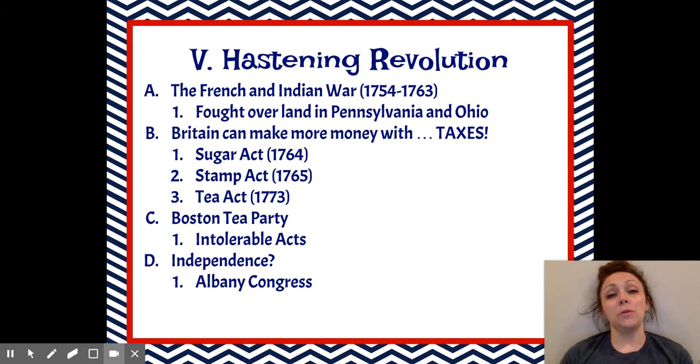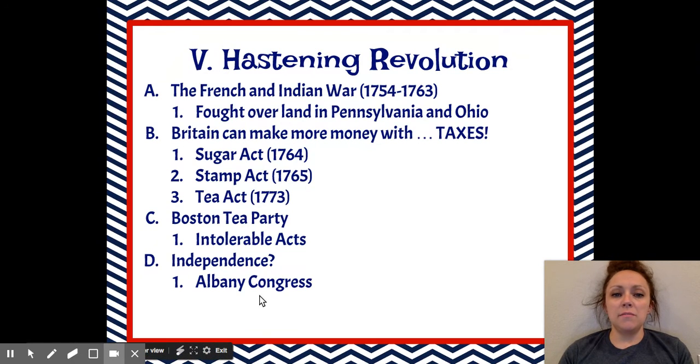So that prompted Great Britain to pass what the colonists called the Intolerable Acts and what Great Britain called the Coercive Acts, which did a few different things, but the goal of it was to tighten British control on the colonies. One example in the Intolerable Acts was the Boston Port Act, and that closed Boston Harbor. Now, Boston Harbor was kind of like the economic hub for New England, so that definitely was going to have a huge impact on the colonists.